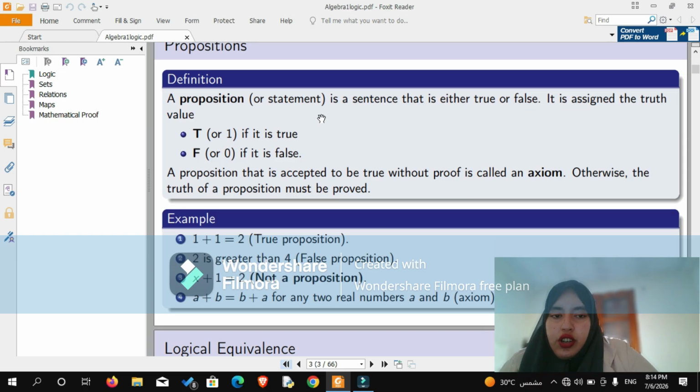So if we summarize this, a proposition is a statement. A statement is either true or false. How can a statement be guaranteed to be true? With a proof. Otherwise, if we accept that it is true without a proof, it's called an axiom.